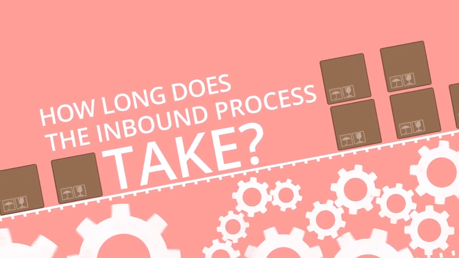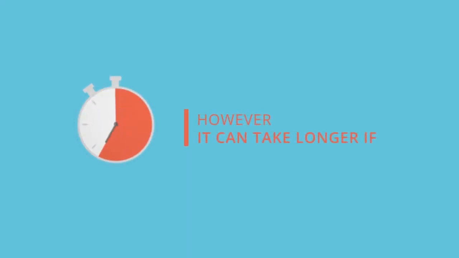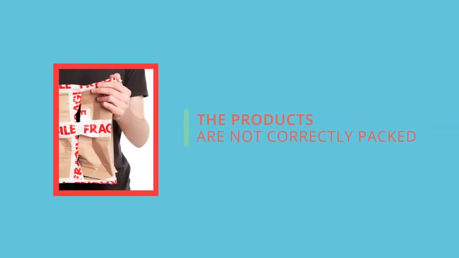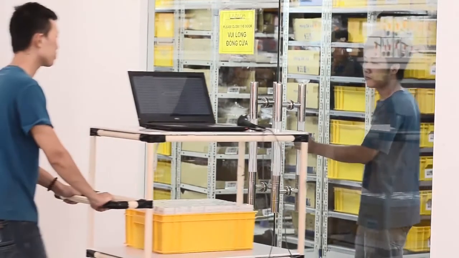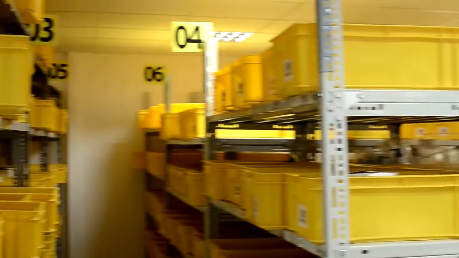How long does the inbound process take? Normally, the inbound process takes no more than 24 hours. However, it can take longer if your PO or delivery note has incorrect information or the products are not correctly packed. Are my FBL products covered by insurance? Yes, your products stored at Lazada Fulfillment Center are covered against any loss or damages.